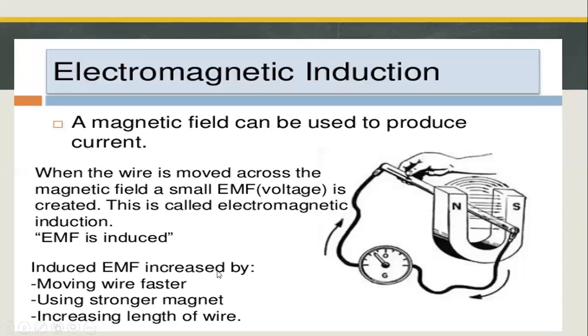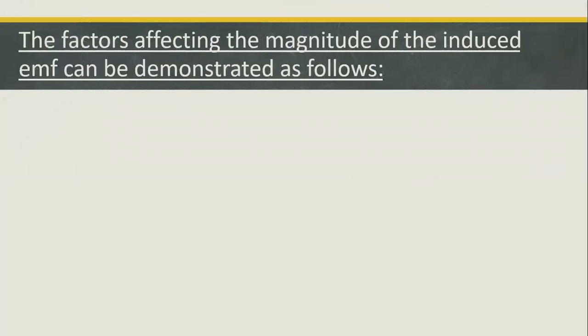Induced EMF is increased by moving the wire faster, using a stronger magnet, or increasing the length of the wire. What are the factors affecting the magnitude of the induced EMF? This can be demonstrated by the following.